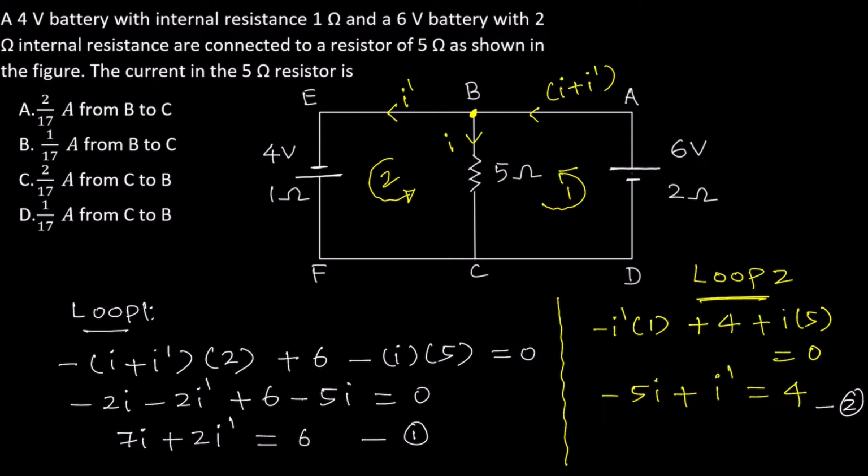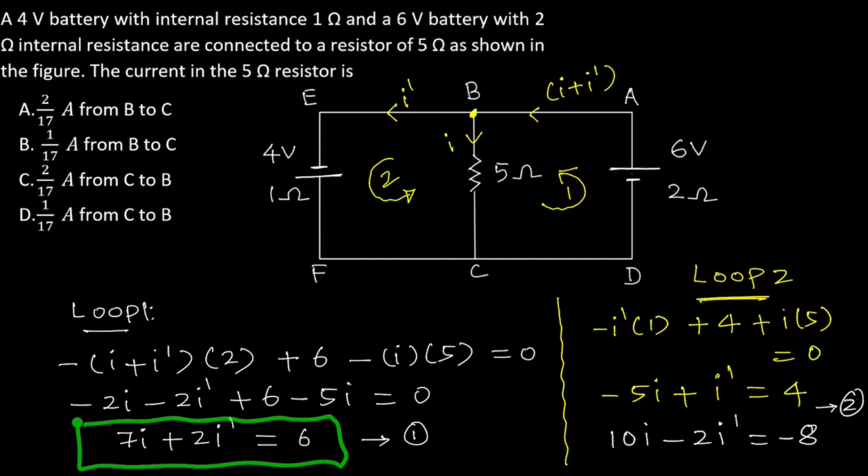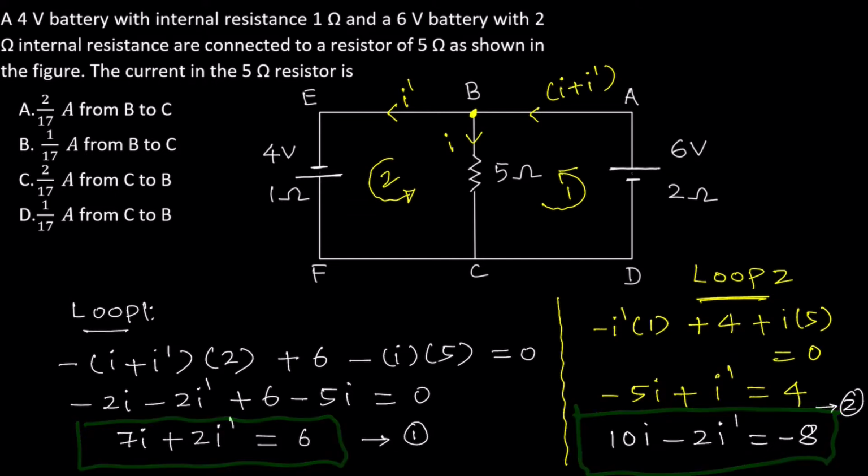So I'm multiplying the second equation throughout by minus 2. That's the second equation. This is the first equation. So what do I have here? This is 10i minus 2i prime and this is minus 8. Now we're going to add this equation with the second equation here. So what do we get?